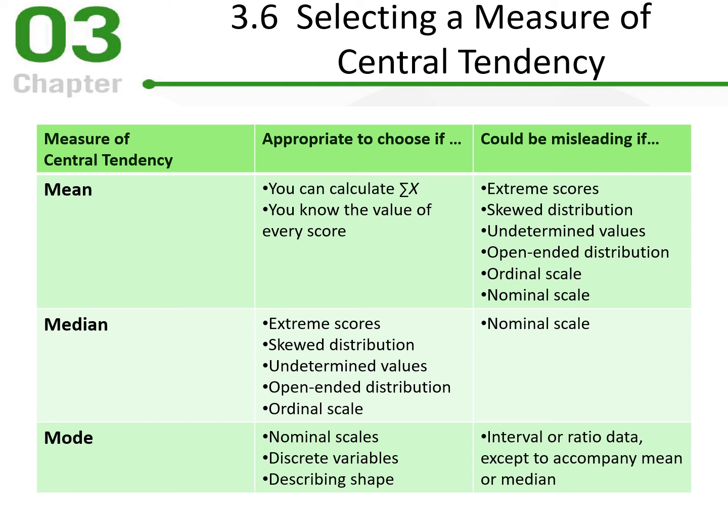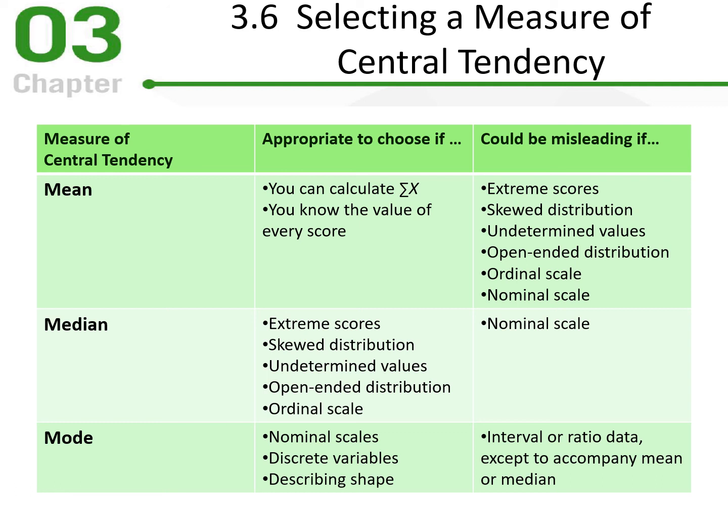Skewed data, use the median. Undetermined values, like if you're missing a large amount of data or you can't interpret the data, there's no recorded data point, use the median. You can always interpolate the missing values, but that's tricky and it depends on the situation in which you're missing the values. What's the reason why there's missing data?